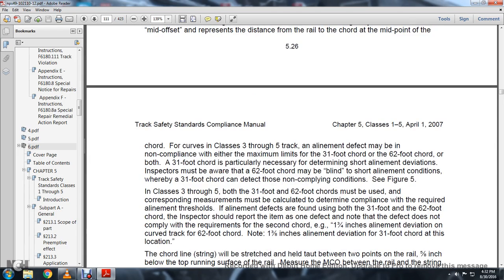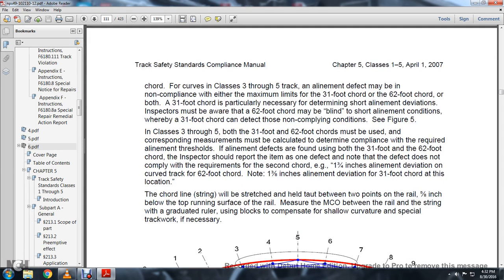For example, for Class 3 through Class 5 track, alignment with a defect may be in compliance with either the maximum limit of the 31-foot chord or the 62-foot chord. The 31-foot chord is particularly necessary to determine short alignment deviations. The inspector must be aware that a 62-foot chord may be blind to short alignment deviation conditions, whereas the 31-foot chord can detect those non-compliant conditions. See Figure 5.